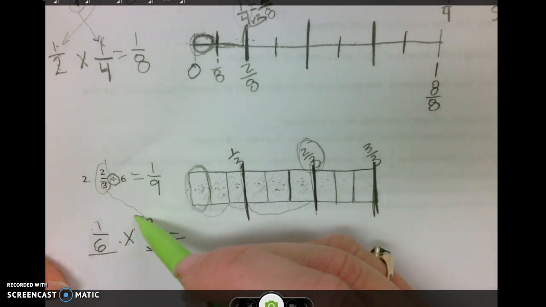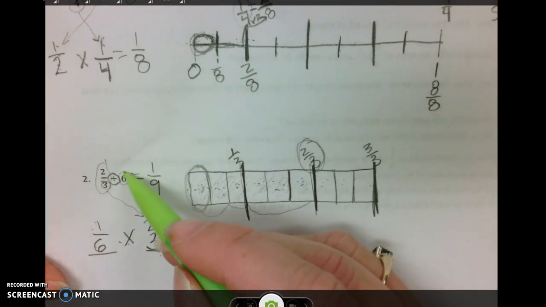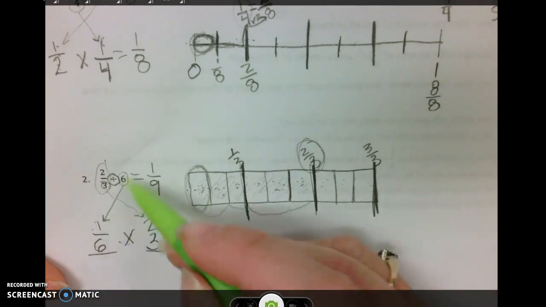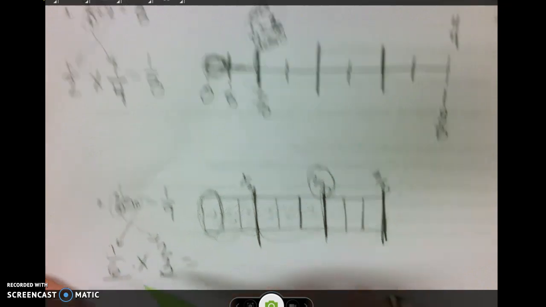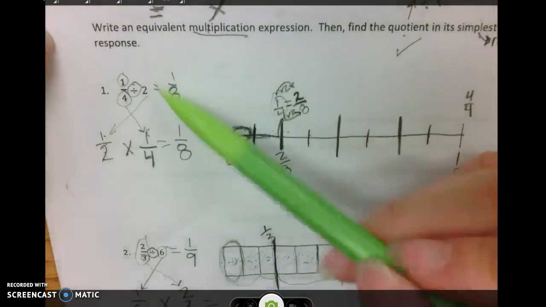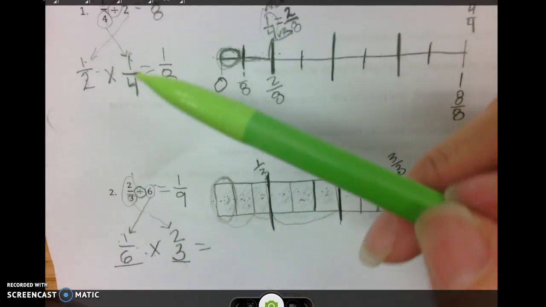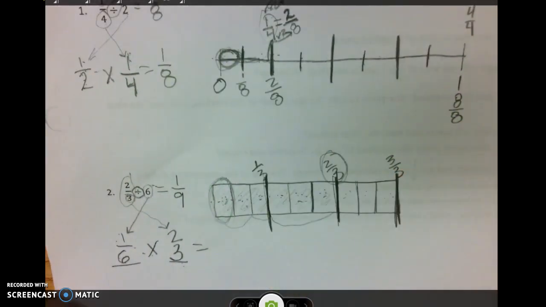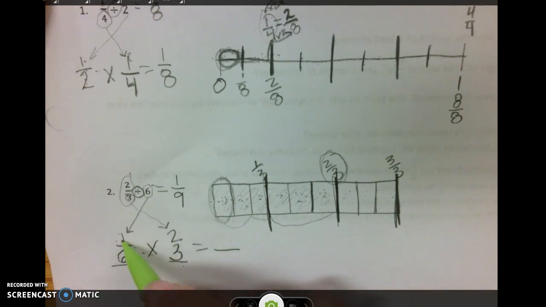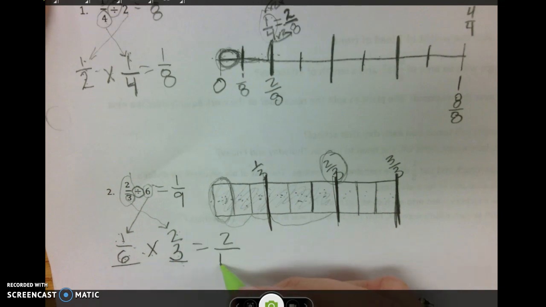Again, notice that here's my 2/3. Look what's happening to my 6 here, going here. Let's see what happened up here. 2 is over here. Maybe you're starting to see some patterns or some ways to make this a little easier. So again, 1/6 times 2/3, we know how to multiply fractions. Easy peasy. 1 times 2 is 2. 6 times 3 is 18.